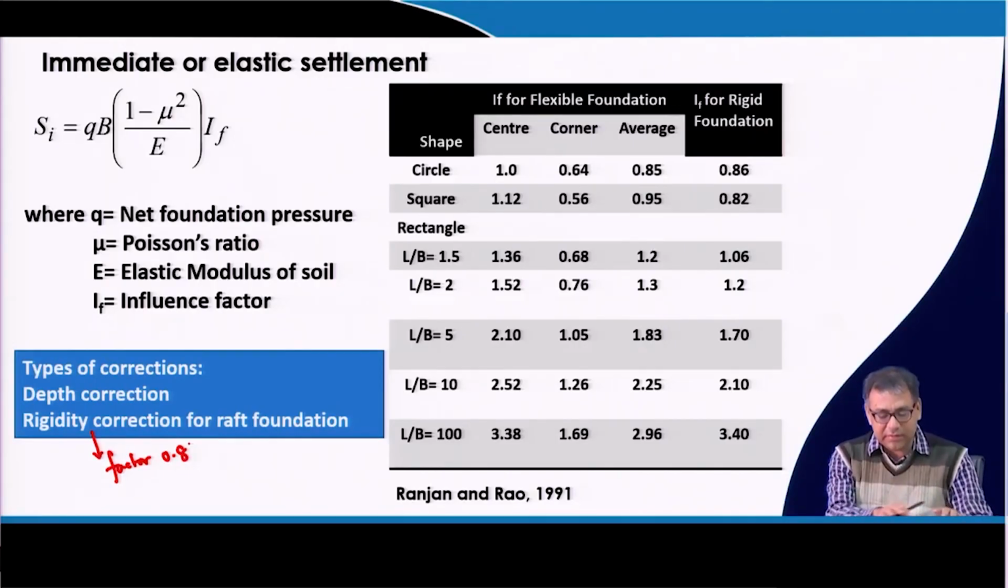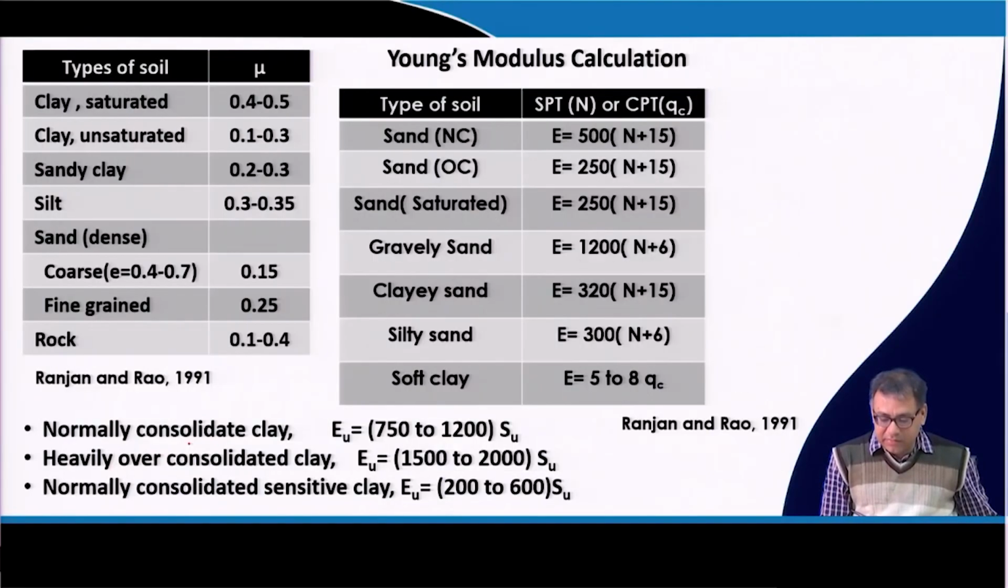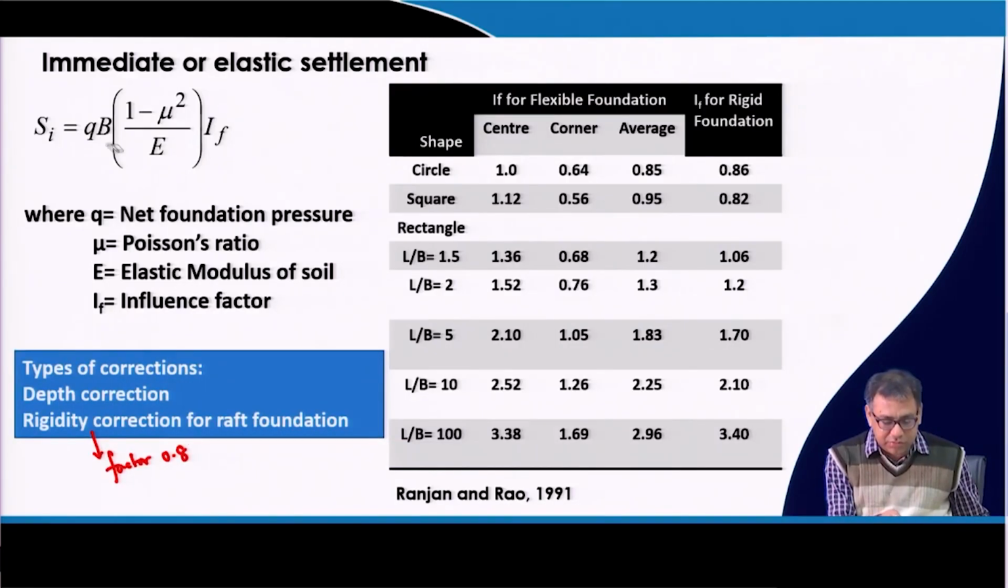Once you calculate the SI by using the given value, by taking the influence factor at the center for flexible footing, if it is a flexible footing, then the rigidity correction is not required. Now, if it is a rigid foundation, then you apply 0.8 to this calculated immediate settlement. Okay. So, now these are the tables by which you can get the E and mu value for the soil.